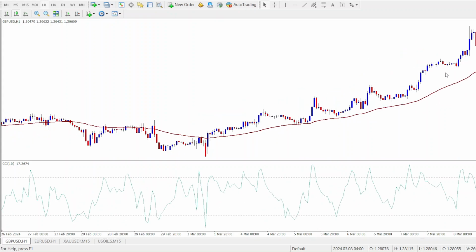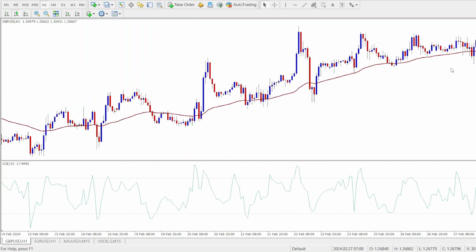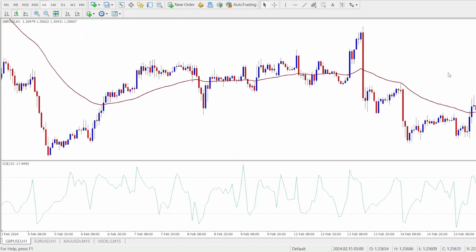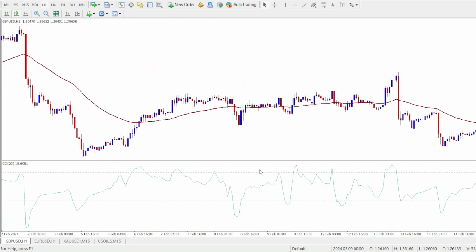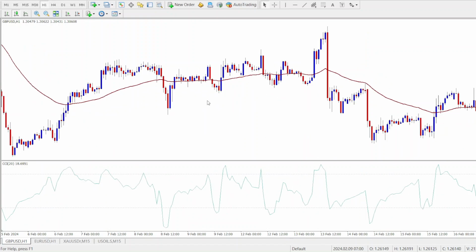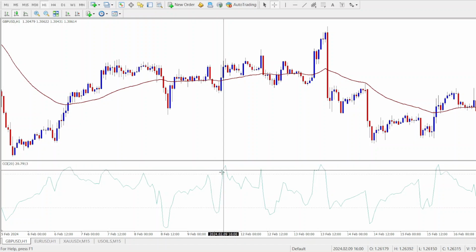Now, in a ranging market, let's look for a proper ranging market. Okay, let's see within this period. In a ranging market, you can stick to the 20 period CCI. So we're just going to change this back to 20, because this is a ranging market. You can see that when the price enters the oversold, you can consider buying, and when it enters the overbought, you can consider exiting your buy and entering a sell.